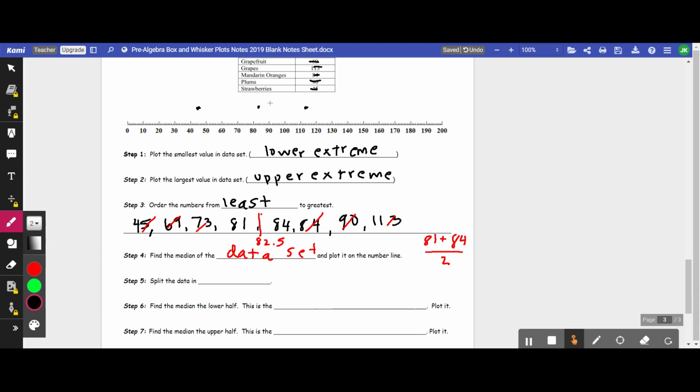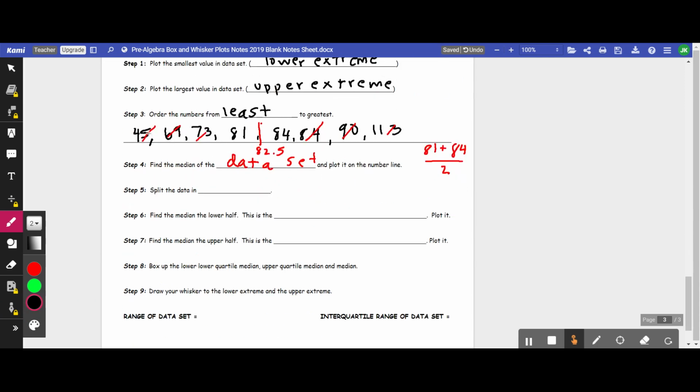And then the next thing you're doing is step 5, then you're splitting your data in half. So once you split your data in half, pretty much where our line was to find the median, right in the middle, this is your lower half of data, these 4 numbers below your median, and these are the upper half of your data from 84 up to the 113. The next step, you'll find the median of the lower half of your data, which will be your lower quartile.